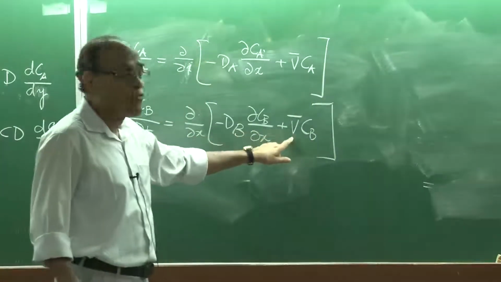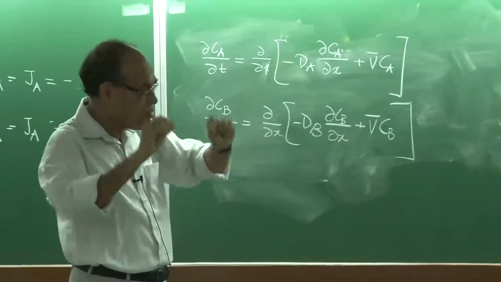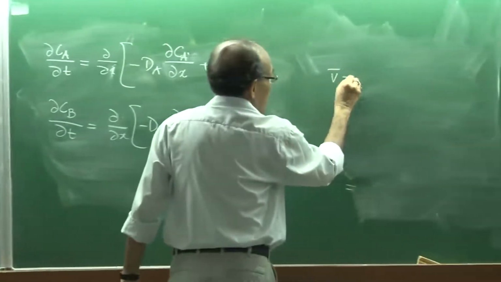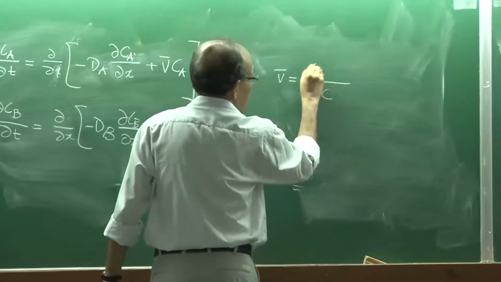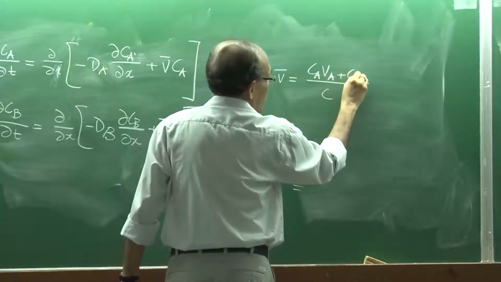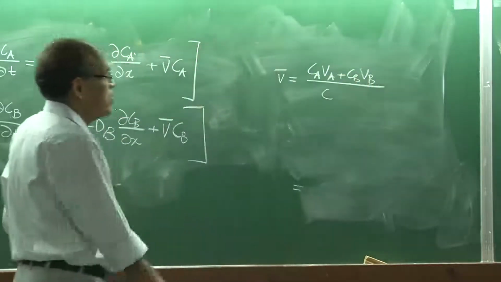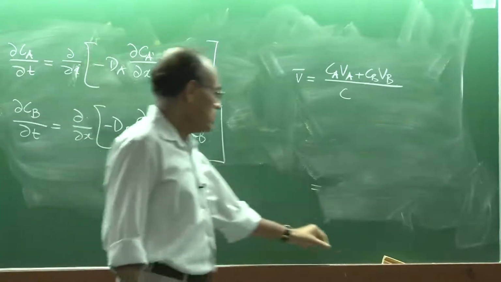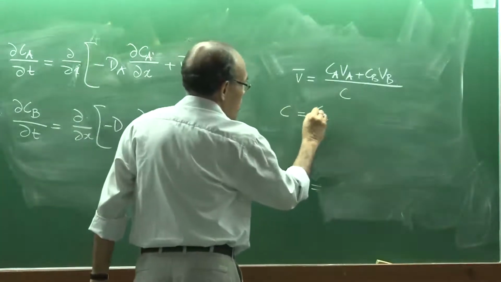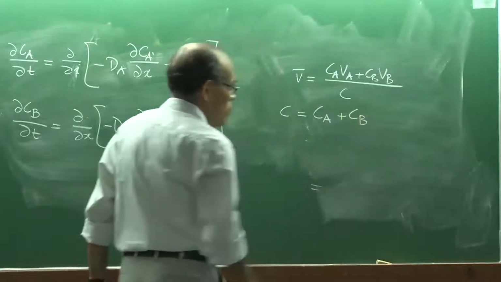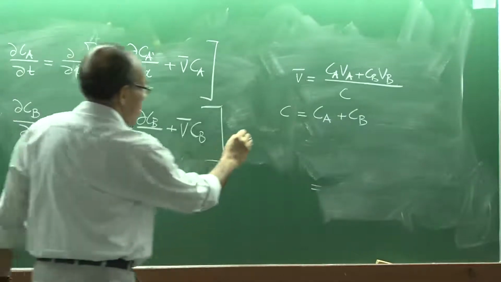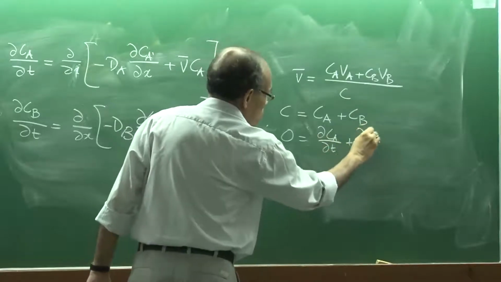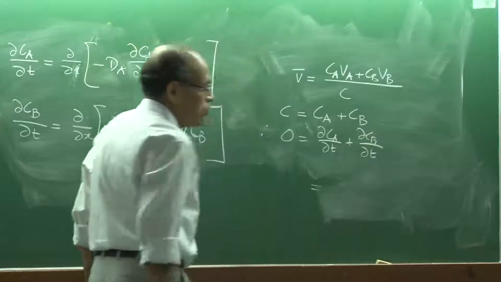And this is the drift velocity, which is all A, B velocities combined. If you have two components, the definition of V bar here is molar density Ca into Va plus Cb into Vb. That is the definition of molar average velocity. Since C is equal to Ca plus Cb, therefore we understand that this condition applies.